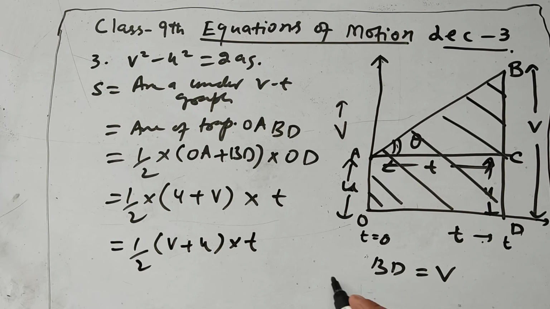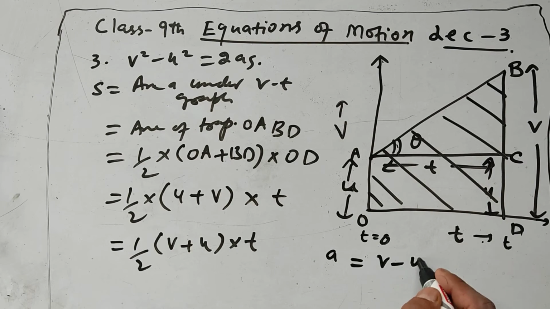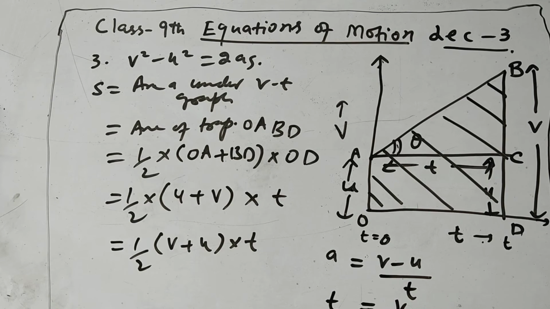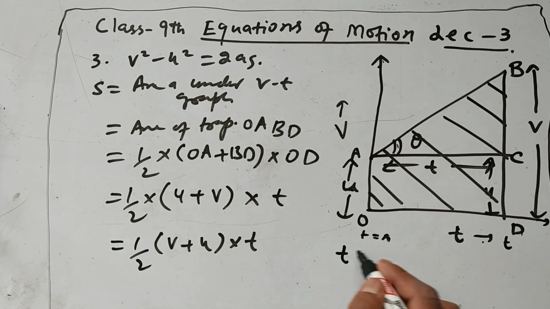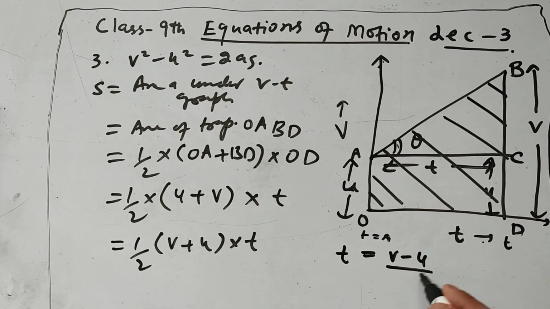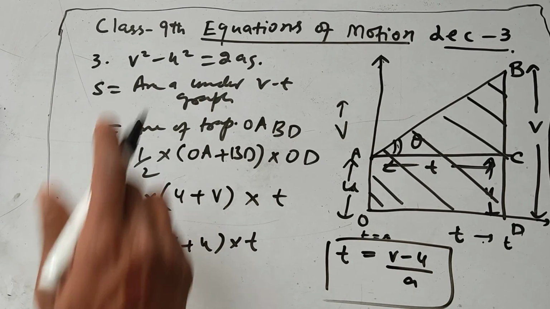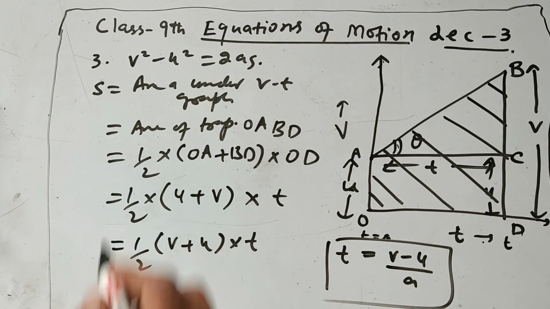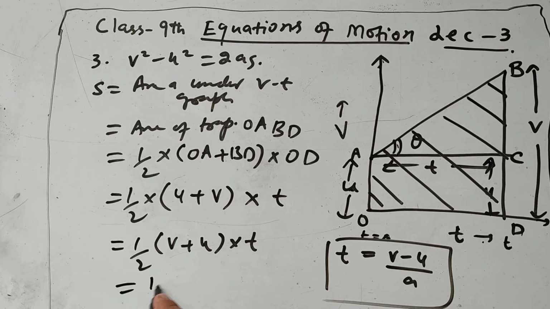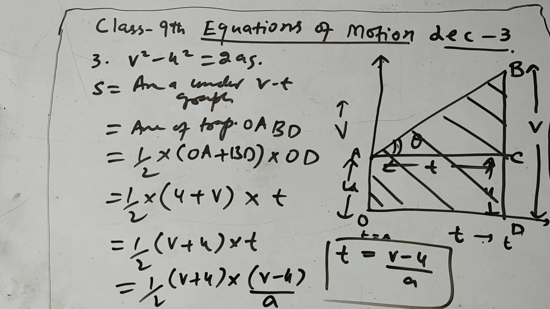We also know acceleration is equal to V minus U by T, so T will be equal to V minus U by A. Because in this equation there is no T term, we will eliminate it. So S is half of V plus U into V minus U by A.